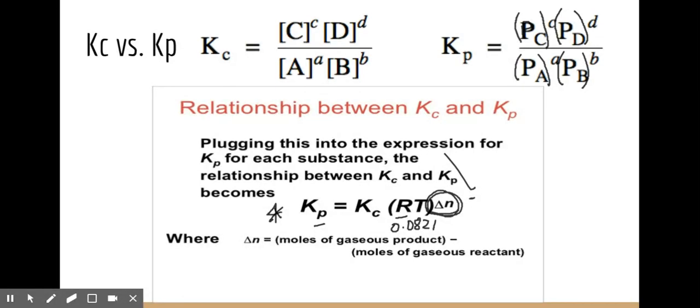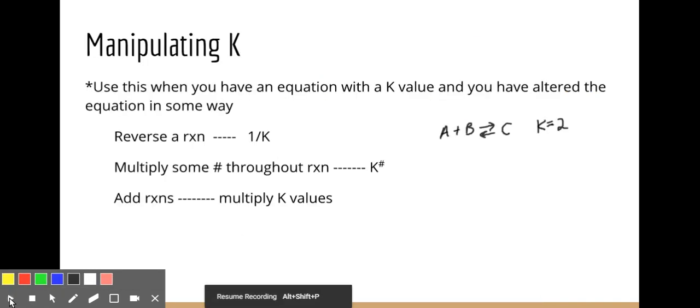And delta N is applied to R times T. I saw some people make that mistake when they were working on a quiz and some practice problems as well. All right, so that's how we convert between Kc and Kp.